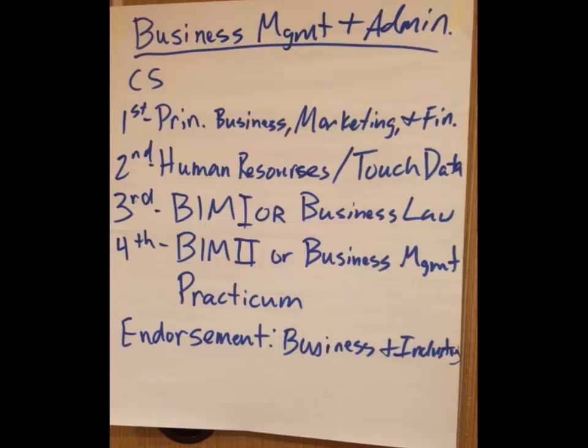We were pretty diverse from the size schools and everything we went to, so we just kind of stayed pretty generic on the business management administration. So we just started out with the principles, and since these 2 are half credits, we paired those together. And then they kind of take the BIM path, or business law, business management, or possibly a practicum and a business and industry endorsement. All right, thank you.